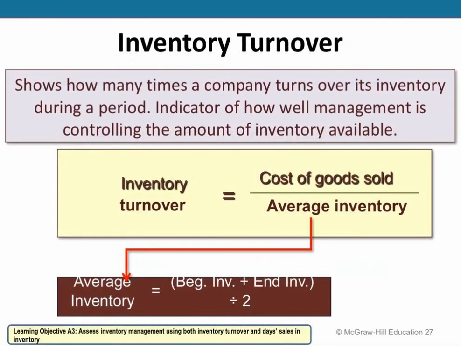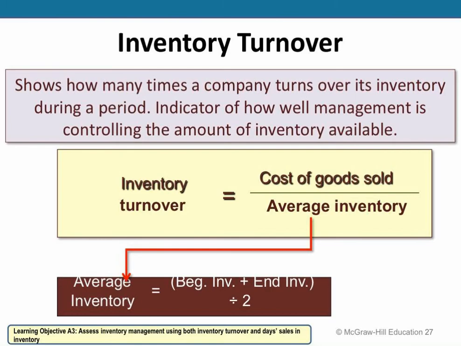So let's take a look at one of these ratios here. For inventory turnover, what we're going to do is take the cost of goods sold divided by average inventory, and this gives us a measure of how fast we're able to turn over the warehouse full of goods. So if we have a higher number here, then we're selling those goods faster, so we're going to be more productive.